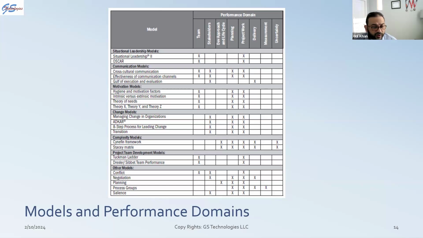The last block of this one says other models. For example, we have conflict, negotiation, planning, and process groups. Process groups are the same that we already studied. That is initiation, planning, executing, monitoring and controlling, and closing. That's the process groups. Salience is another one as well. So these are the different models I would recommend when you are studying for your exam. Just go through that one and read it through. That will be helpful for you.